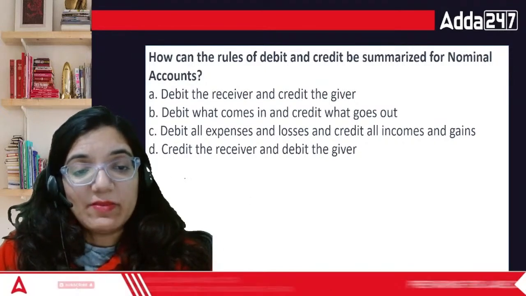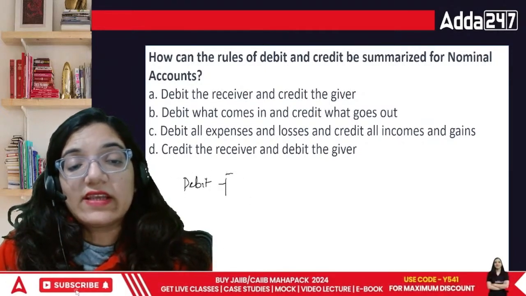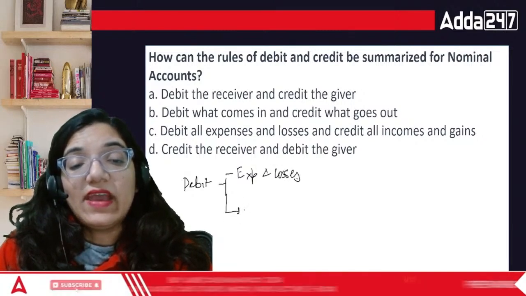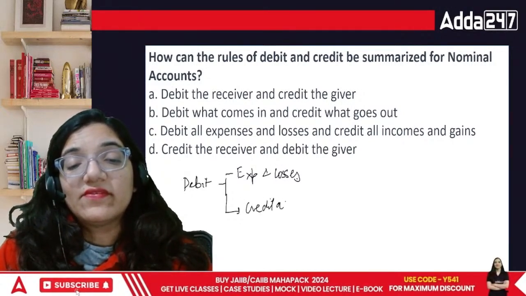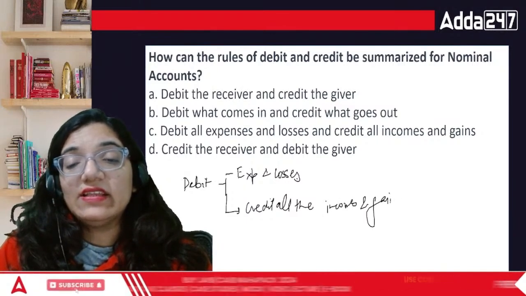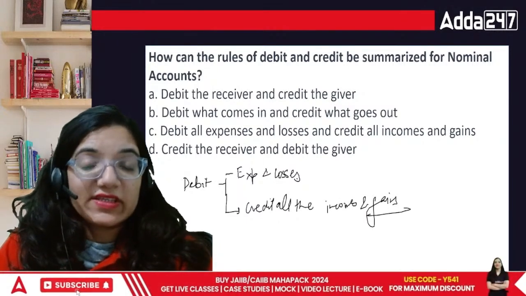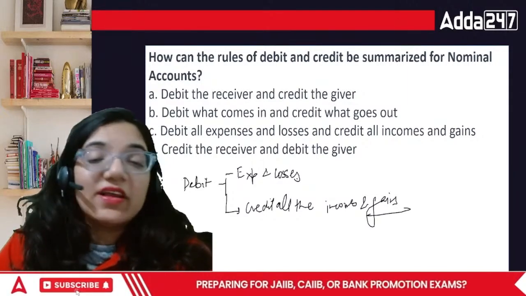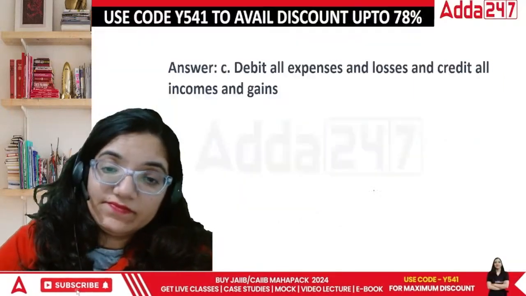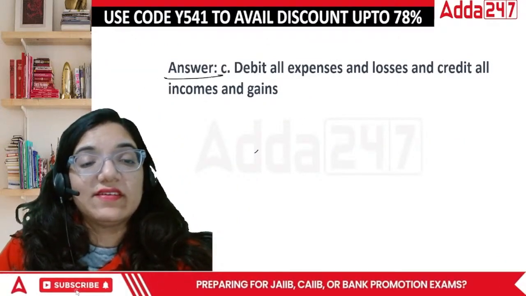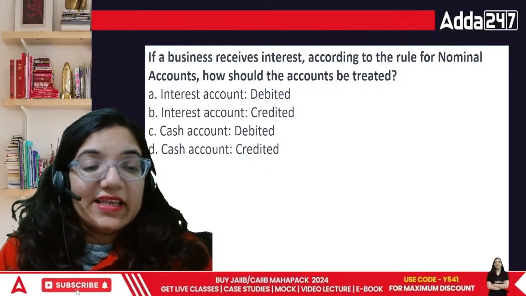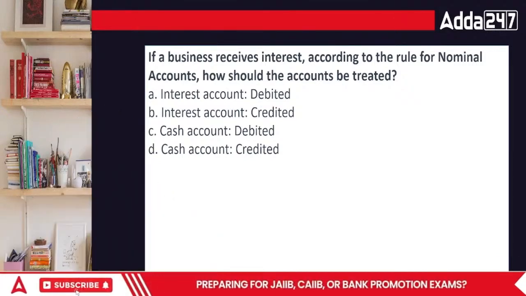It is basically debit all the expenses and losses and credit all the incomes and gains. Right? So in this case, what would be the answer? For nominal accounts, we debit all the expenses and losses and credit all the incomes and gains. The answer is C, everyone. So quickly let's finish off the theoretical portion, and then I'll deal with the numerical portion as well. What would be the answer, everyone?